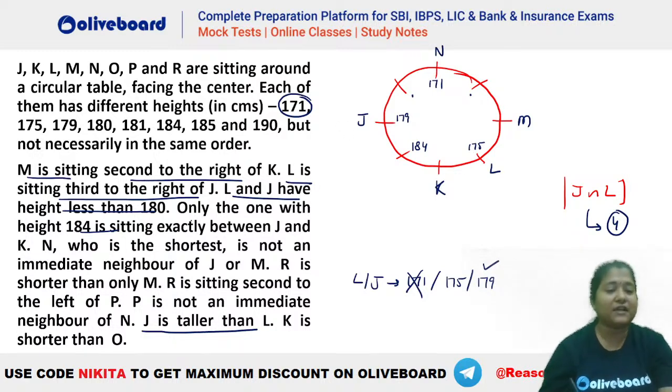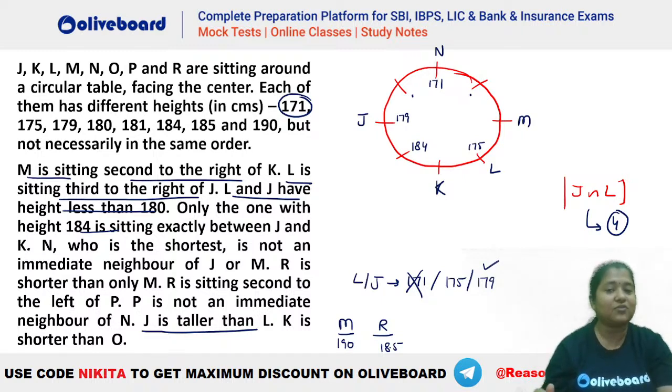Okay. After that, what is given? R is shorter than only M. That means you can see that R is the only person who is shorter than M. So R has to be the second tallest person. Sorry. So R is shorter than only M. That means M will be the tallest person here. That means M will be 190 centimeter and R will be the second tallest person, that is 185 centimeter.